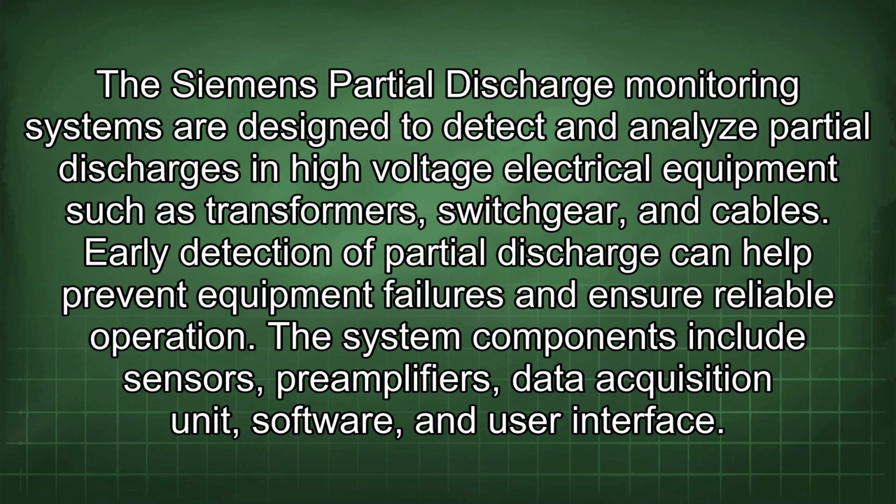Siemens partial discharge monitoring systems are designed to detect and analyze partial discharges in high-voltage electrical equipment such as transformers, switchgear, and cables. Early detection of partial discharge can help prevent equipment failures and ensure reliable operation. The system components include sensors, preamplifiers, data acquisition unit, software, and user interface.